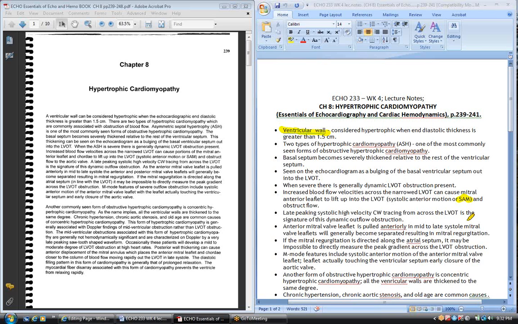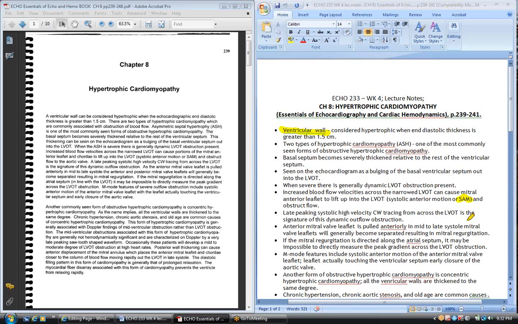In mid to late systole, mitral valve leaflets will generally become separated, resulting in mitral regurgitation. So you'll also have MR with this problem. If the mitral regurgitation is directed along the atrial septum, it may be impossible to directly measure the peak gradient along the LVOT obstruction. So if your MR is directed along your interatrial septum, you may or may not be able to get a very good pulse or continuous wave Doppler signal to give you a peak gradient.